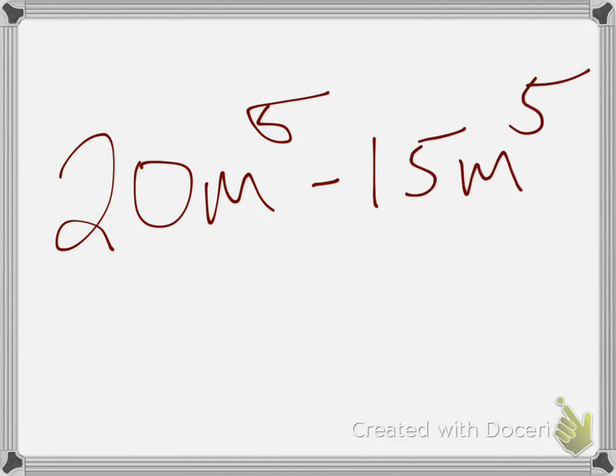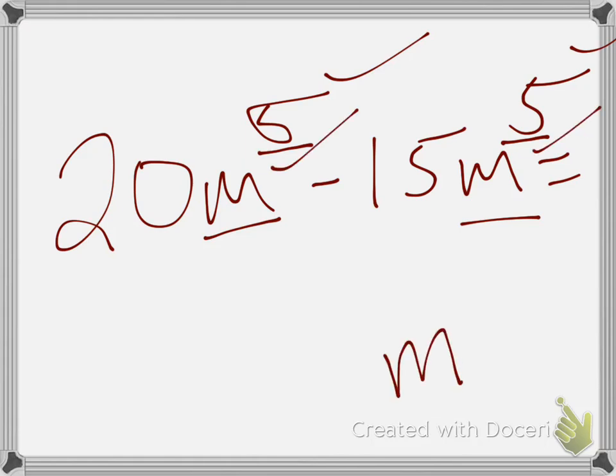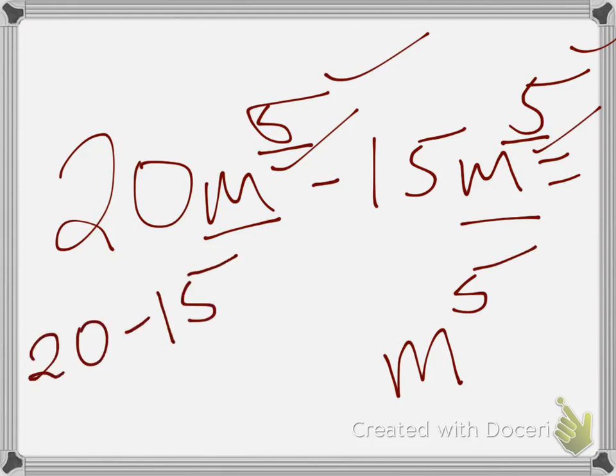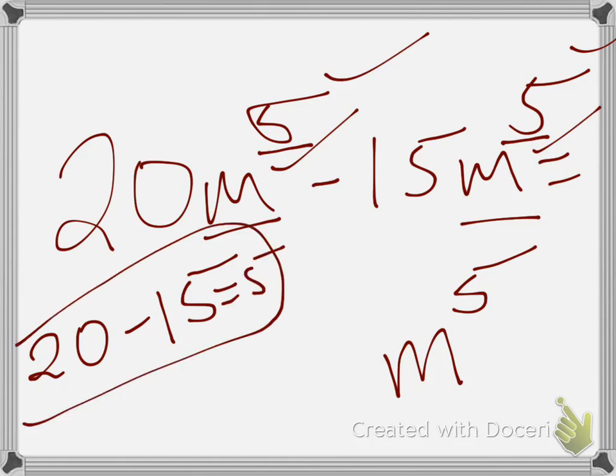So let's say we had 20m to the 5th minus 15m to the 5th. What do we do first? That's right, we would check our exponents and check our coefficients. They correspond. Then we write that down at the bottom, m to the 5th, and we would subtract 20 minus 15, which would give us 5. So then we would go ahead and write our 5 next to our m to the 5th, and that would be our final answer.